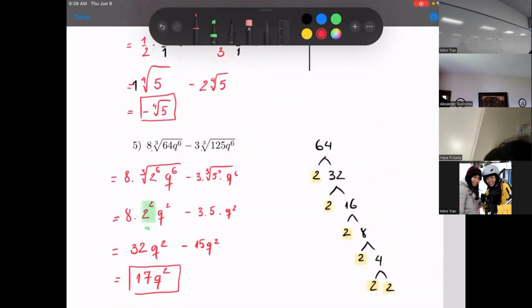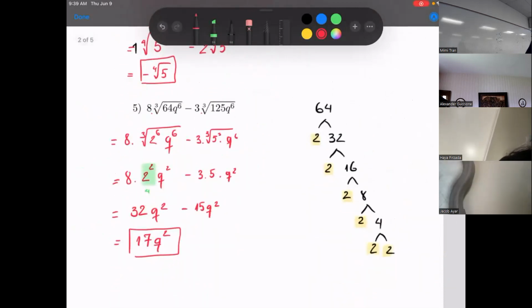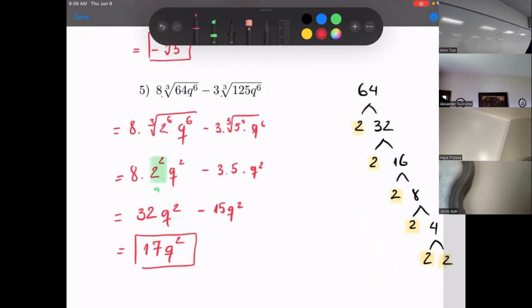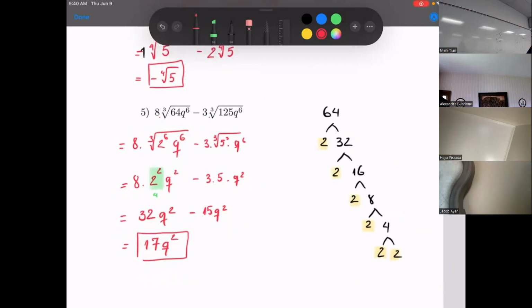Do you have any questions? How would you get from 6 to 2? Like a cube to the 6th power. So the cube root of something to the 6th power is something squared. The boot method, if you forget. It's all right, thank you for asking.